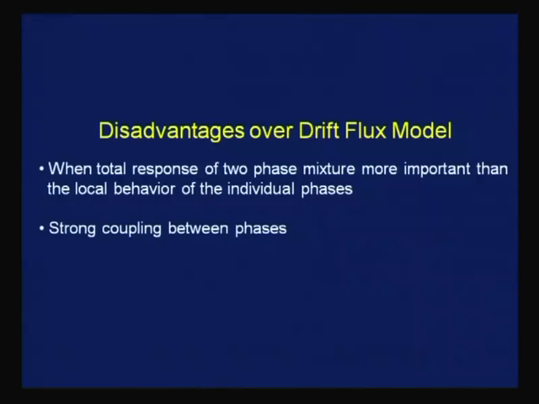When the total response is more important than the local behavior of the individual phases. Okay? Naturally, when the total response is important, then writing it down for phase 1, writing it down for phase 2 and then adding the two and finding out the mixture response is not worth it. It is better that you find the mixture response directly and there we work with 4 equations and we can predict the mixture properties or the mixture characteristics as a whole by just incorporating the relative velocity between the two phases. So, under that circumstance, the drift flux model is going to be better. And the other thing naturally, when there is a strong coupling between phases, in that case finding out tau I, si, they become very complicated and in such cases we would prefer to go for the drift flux model.